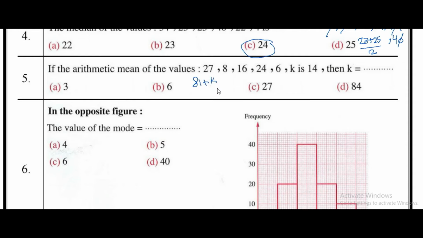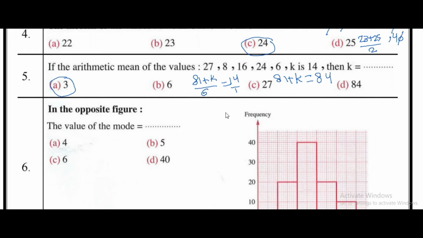الكي معهم في السم over their number: 1 2 3 4 5 6 equals 14. الاريثمتيك mean is 14. Then cross multiplication: 81 plus k multiplied by 1 will be 81 plus k. 6 times 14 is 84. So k is 3. Again, sum 81 plus k over 6, 1 2 3 4 5 6 equals 14. Then cross multiplication.